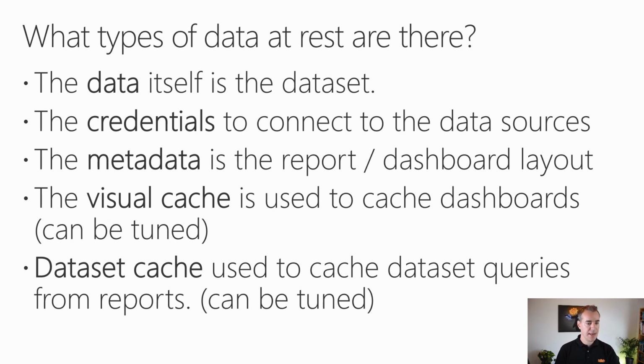So what types of data at rest are there? Well, first of all, the data itself in the dataset is there. That means the data that we loaded into Power BI, into the dataset, is stored in there. Then we have credentials to connect to the data sources. We have the metadata of the report and dashboard layout. We have a visual cache that can be used to cache dashboards. This can be tuned. And there's a dataset cache that is used to cache dataset queries from reports. Again, those can be tuned by the author. So these are the types of data at rest, and again, at rest means data that is being stored in the Power BI service. Okay?